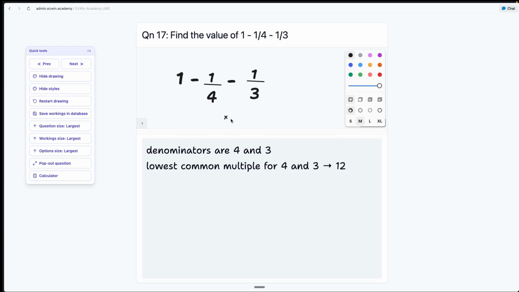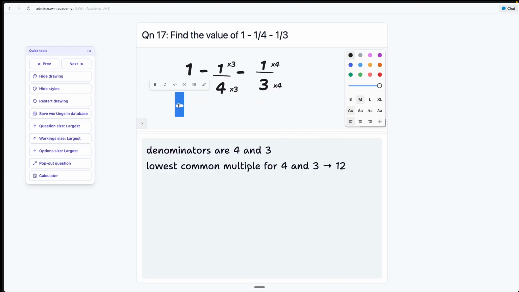So we just have to multiply it by the common multiple, 12. So times 3 and times 4. So what will this become? 1 will be equal to 12 out of 12, because that's how it is. So 12 out of 12, and then you put 12 over here, and then you minus.